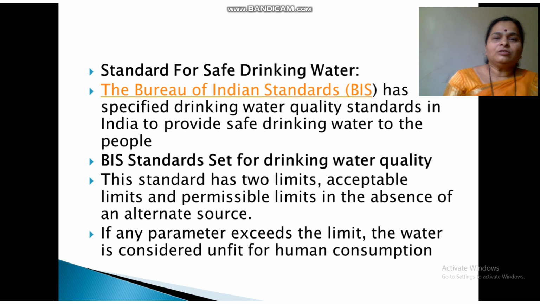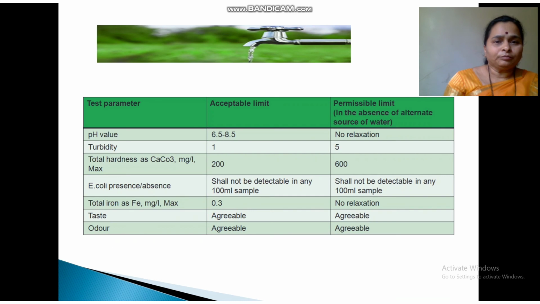A standard for safe drinking water. The Bureau of Indian Standards, that is BIS, has specified drinking water quality standards in India to provide safe drinking water to the people. This standard has two limits: acceptable limit and permissible limit. In the absence of an alternate source, if any parameter exceeds the limit, the water is considered to be unfit for human consumption. See the parameters which are given by BIS.